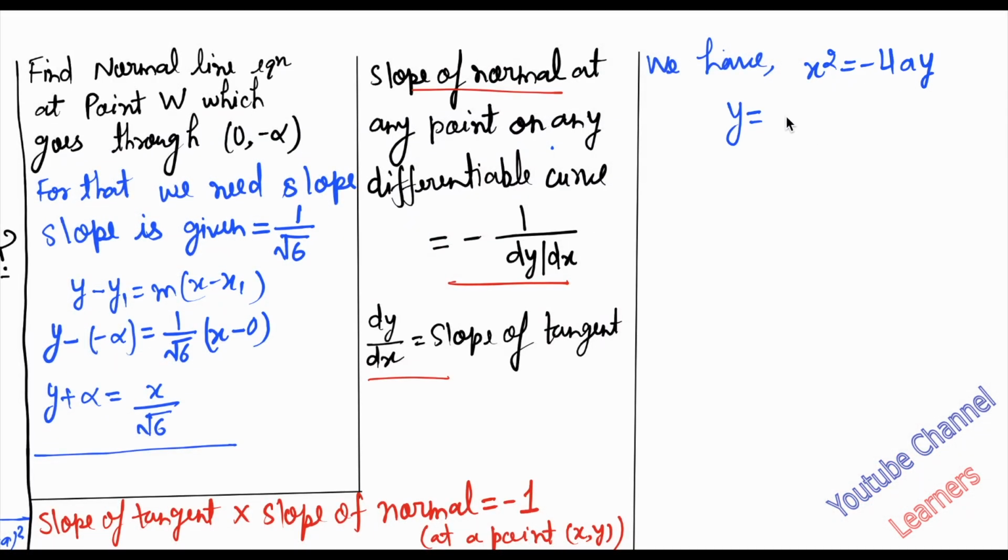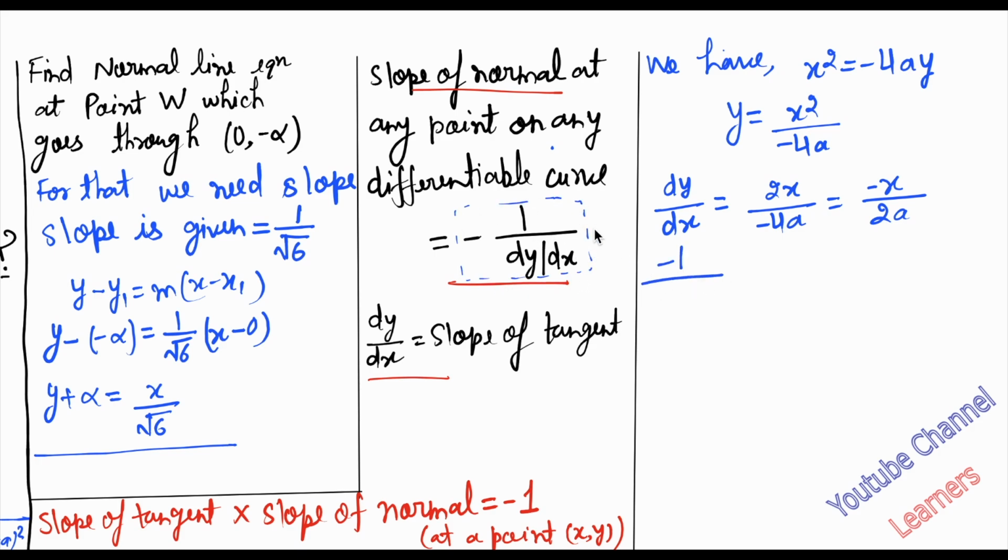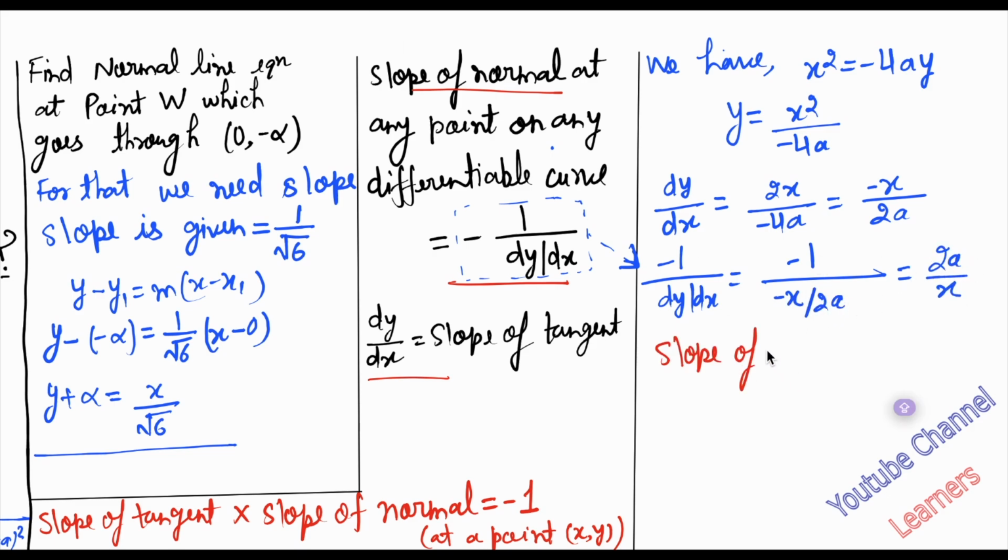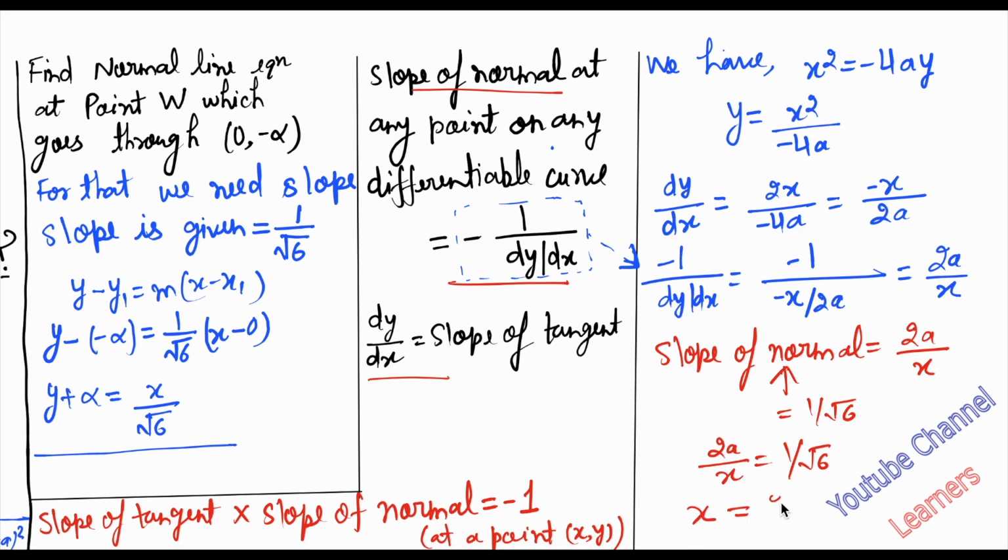So we differentiate our curve equation x square equals minus 4ay. We write it as y equals x square by minus 4a. Then we take dy over dx, and we have the slope of tangent, which is minus x by 2a, and we can find the slope of normal, which is minus 1 over dy over dx. So we found the slope of normal to this curve, which is 2a by x, and we know that the slope of this particular normal is 1 by root 6. So we put it there.